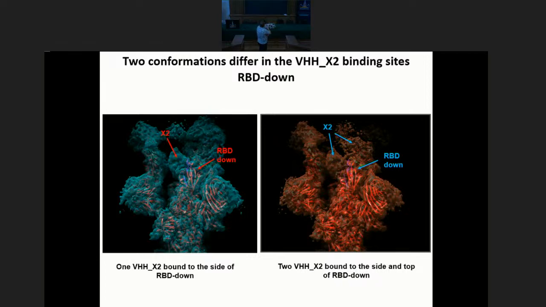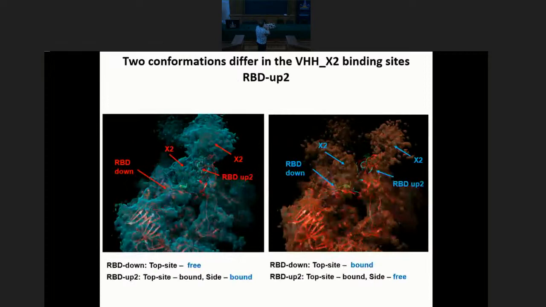For example, here is shown the fragment of the structure with RBD down. In the first structure, they see only one antibody bound to the side of this RBD. But in the other structure, they see two antibodies bound both on the side of the RBD and on top of this domain. If we move to the next domain, the next RBD, it's RBD up number 2.